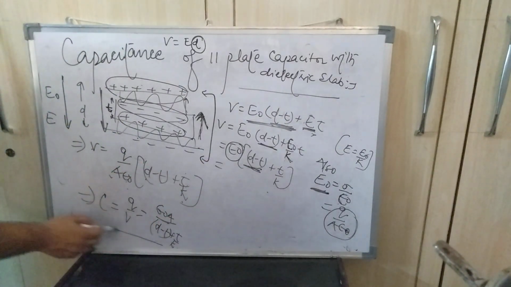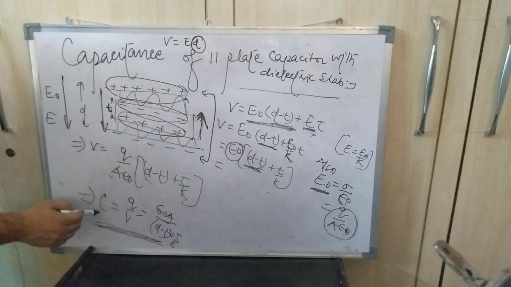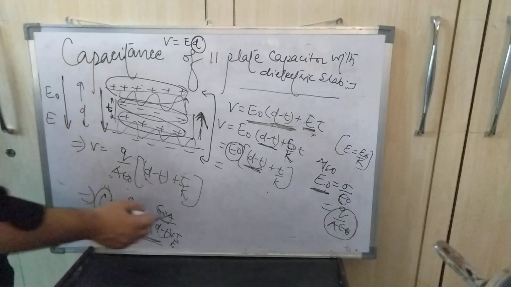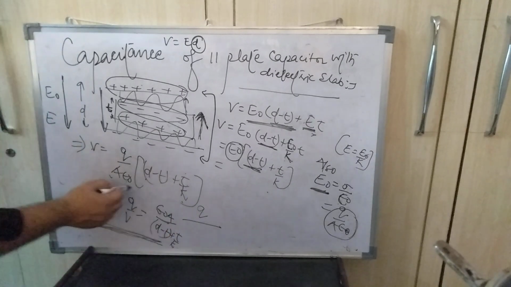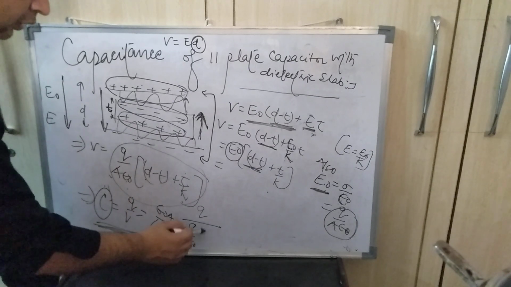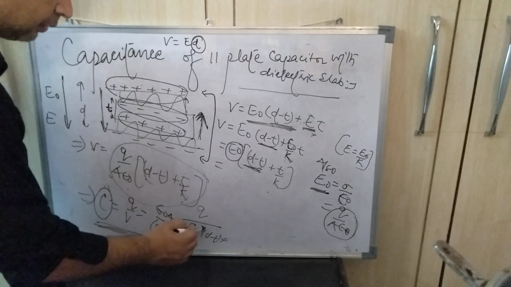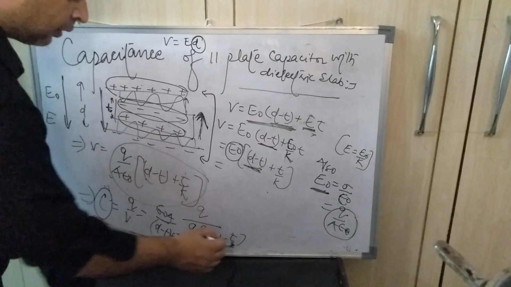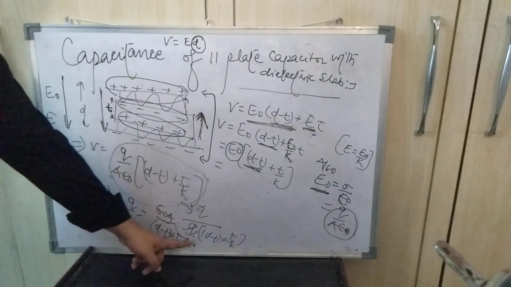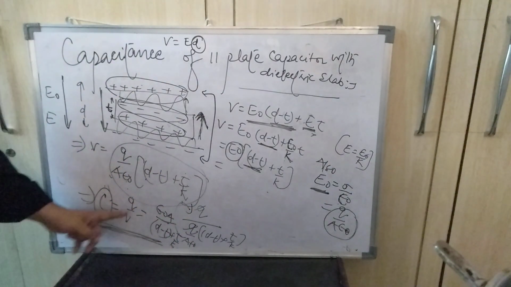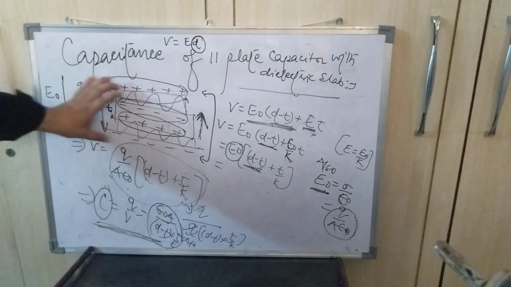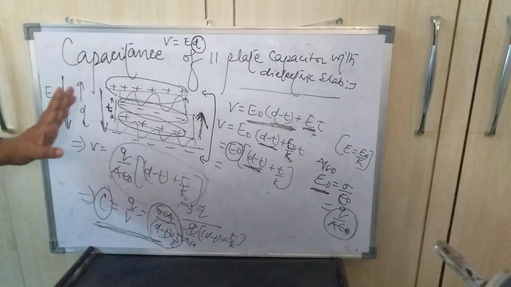Now what should be the capacitance of the capacitor? That becomes C, and you know that C is Q by V. Now replacing, what is V? V becomes Q upon A epsilon naught into d minus t plus t by K. Now Q will cancel out, and it becomes that one. That should be the capacitance of the plates when a slab is placed between them.